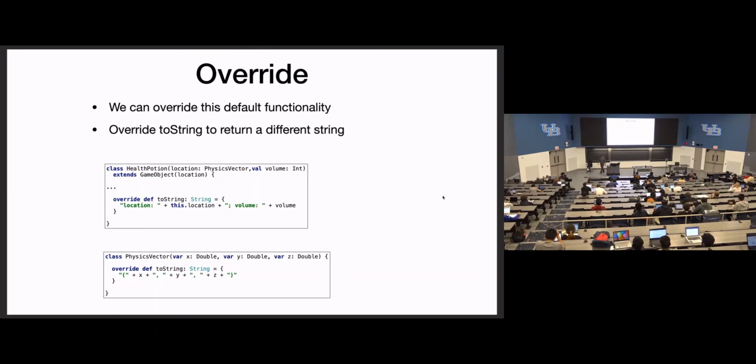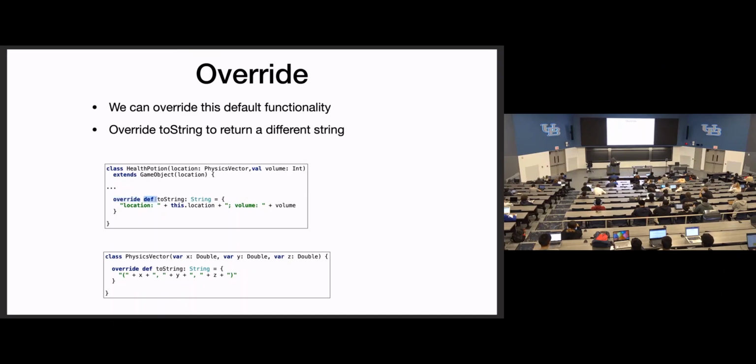So we can override that toString method in this way. So we have some class that we create. Here's the health potion that extends game object, which extends physics object, which extends any ref, which extends any. So all the way up in any, we got this default behavior from a method named toString with a signature that looks like this with no parentheses. And we can override that functionality and say, I don't want the default behavior anymore. I want whatever behavior I write.